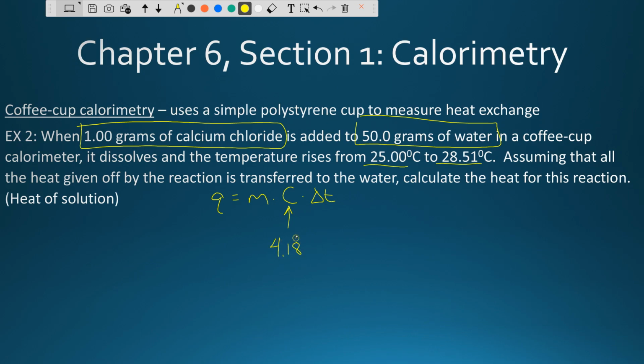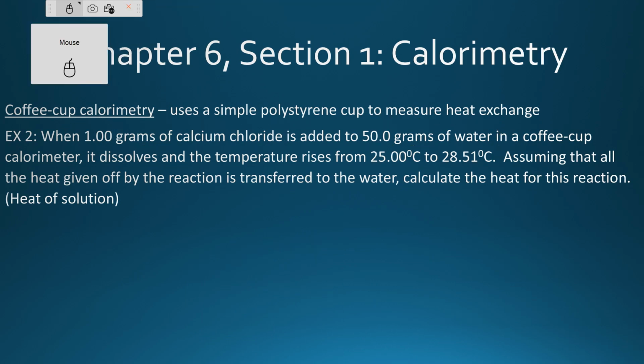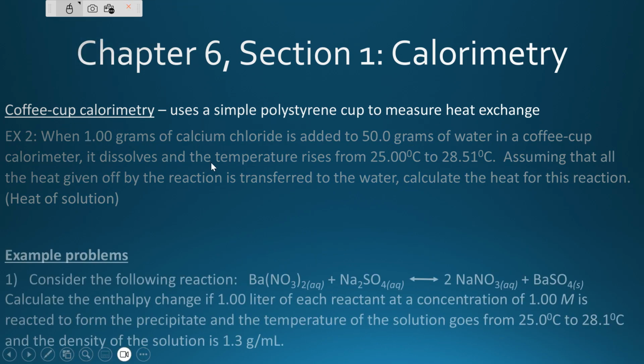of water is 4.18. My temperature change, it went from 25 to 28.51, so my temperature change was a 3.51 increase, and we saw that we had 50 grams of water. Now we put 1 gram into this, but we had 50 grams of water that's going to be affected. And so my Q value ends up being 733.6 joules. Piece of cake. So that's a calculation of the heat for this type of reaction. So Q equals MC delta T is just going to be the heat of that solution.